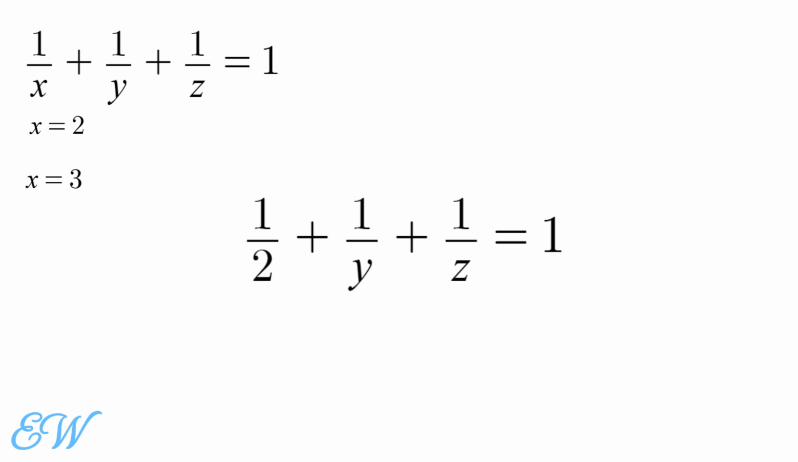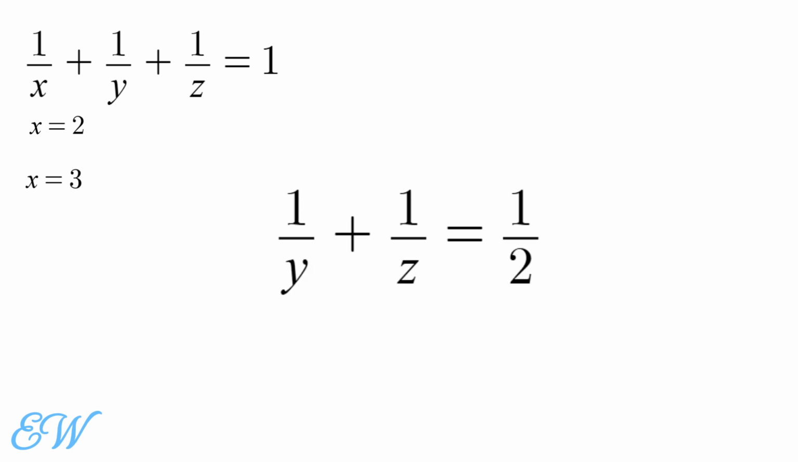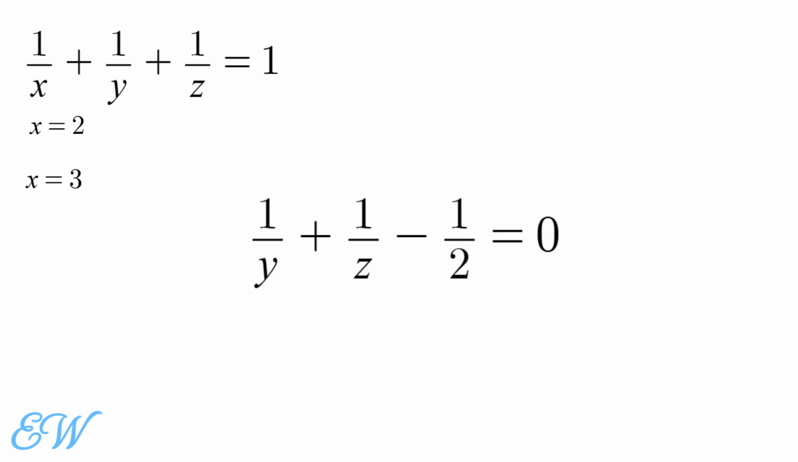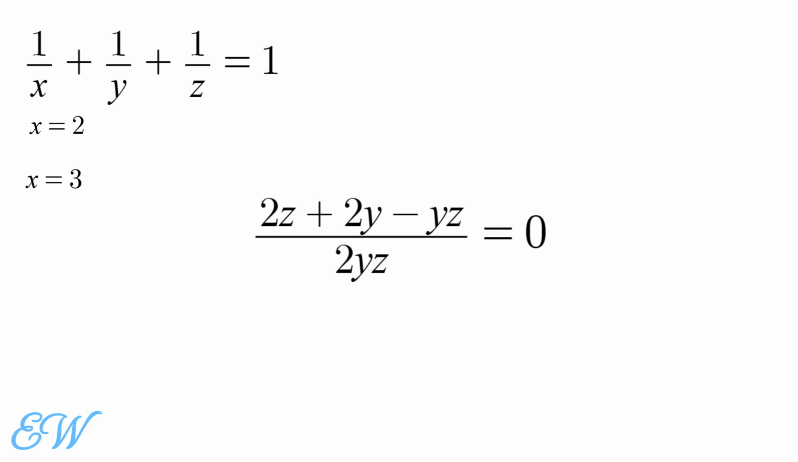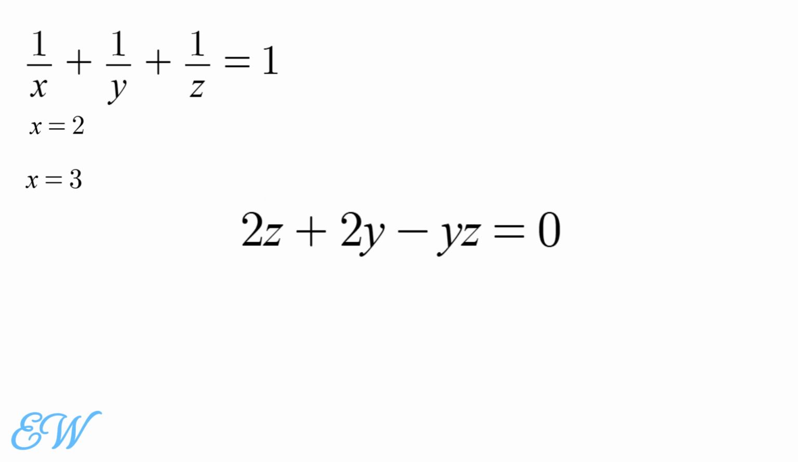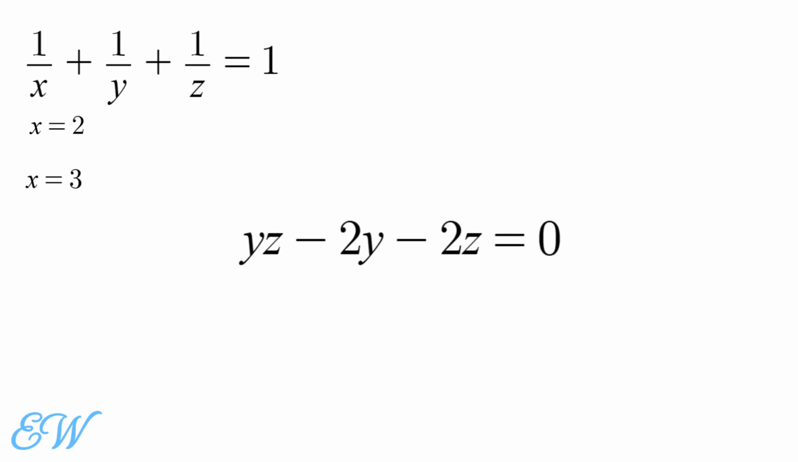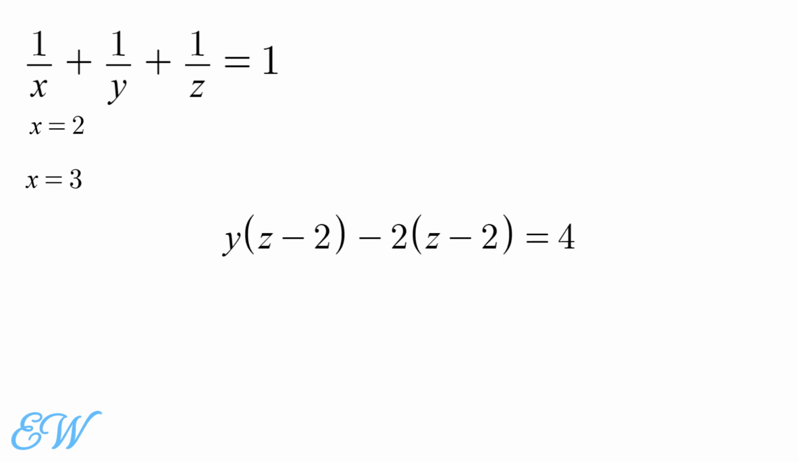So now we get 1/2 plus 1 over y plus 1 over z is equal to 1. Now let's subtract 1/2 from both sides to get 1 over y plus 1 over z is equal to 1/2, and subtract 1/2 back to the other side. Now we can make common denominators for all of the fractions and combine them. Now we can multiply both sides by 2yz to get rid of the denominator, and we get this equation. And we can change the order of this equation and factor out -1 to get this equation. We can add 4 to both sides of this equation and get this one and factor as such.